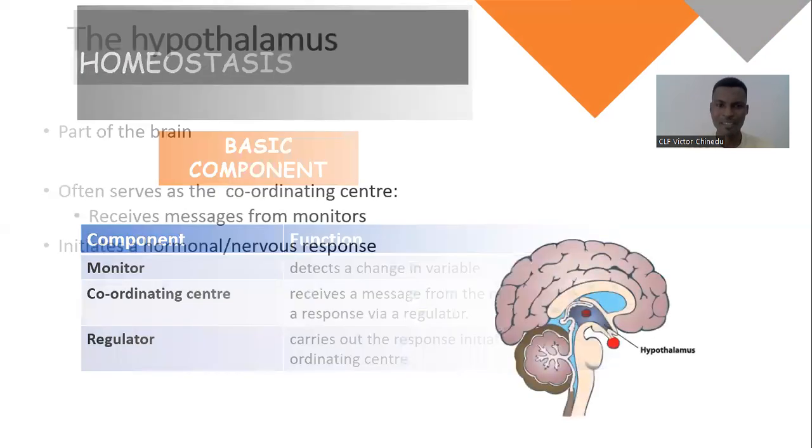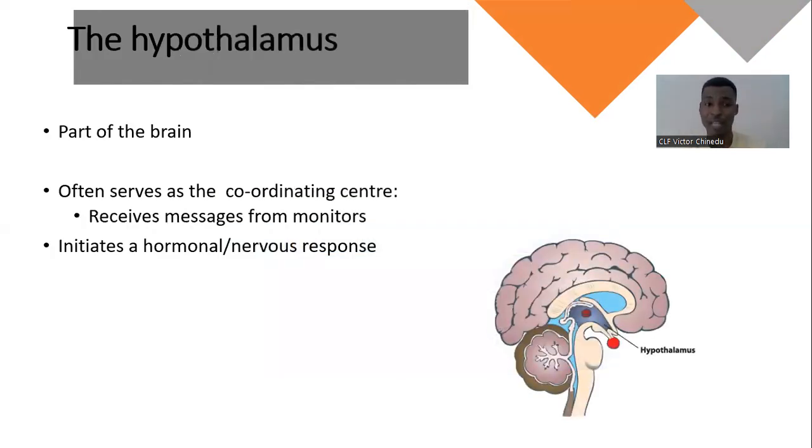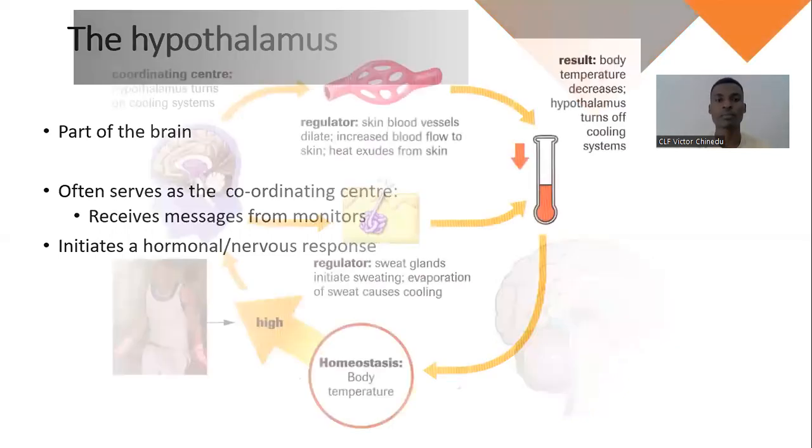So this is a diagram of the hypothalamus and of the human brain, sorry. And then you can see the hypothalamus there, the gray colored portion just at the base of your neck. That's the hypothalamus. It is the coordinating center of homeostasis. It serves to receive messages from monitors and then initiates responses. It could be hormonal responses using hormones. It could be nervous responses using your nerve cells and your nervous system.